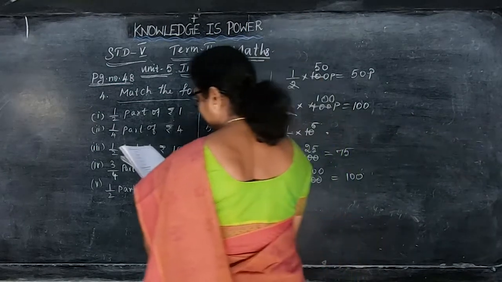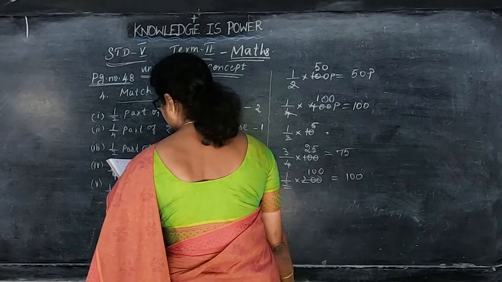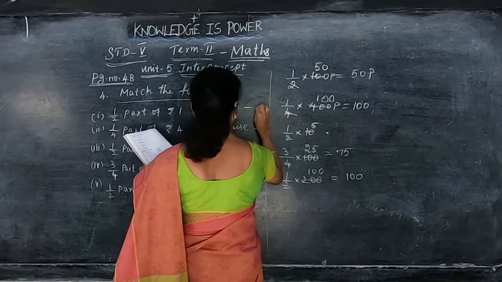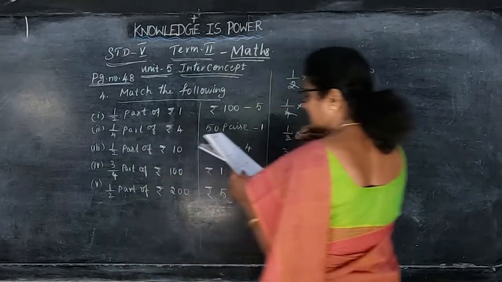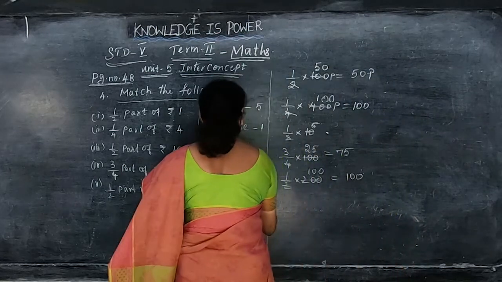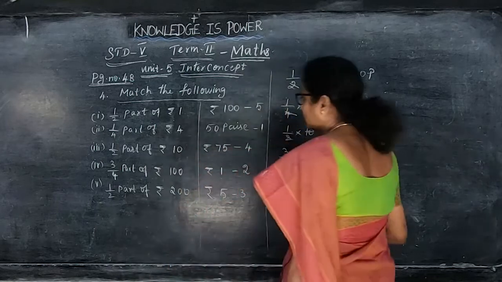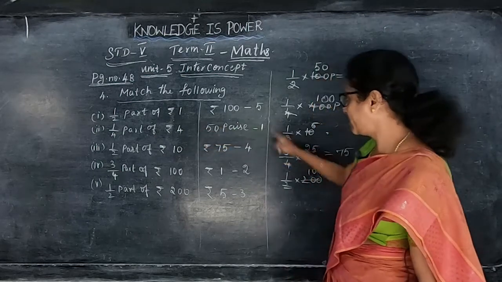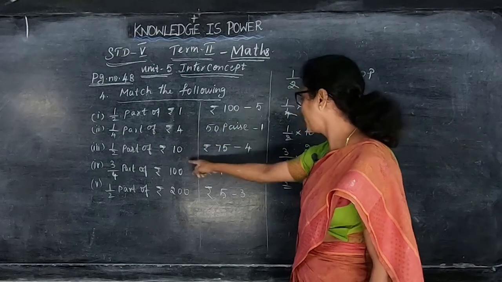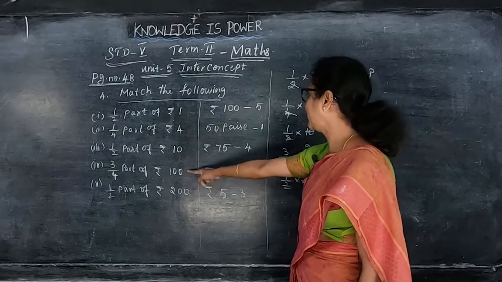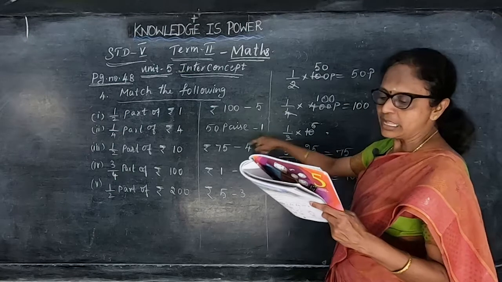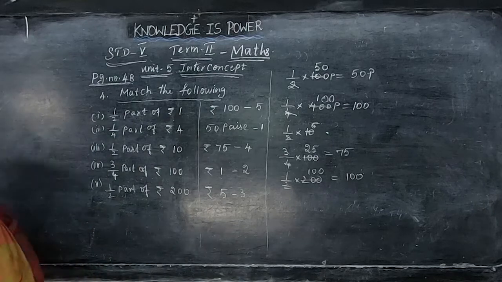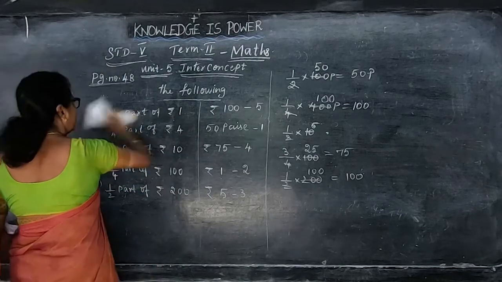So where is 100? That is, this is 5. Two is 100 paise, that is equal to rupee 1. So this is number 2. Okay, so 1 by 2 part of 1 is 50 paise, 1 by 4 part of 4 is rupee 1, 1 by 2 part of rupees 10 is rupees 5, 3 by 4 part of rupees 100 is 75, and 1 by 2 part of 200 is 100. Okay, so this is the answer. Make a note down in your book, if you are having the book.